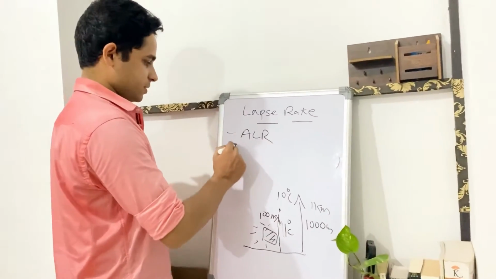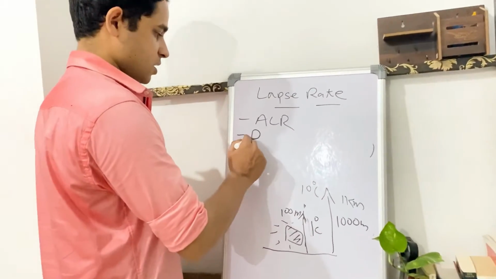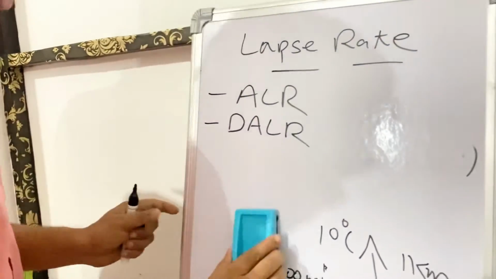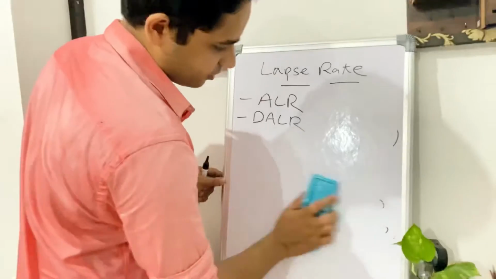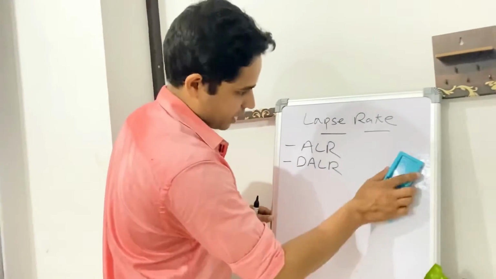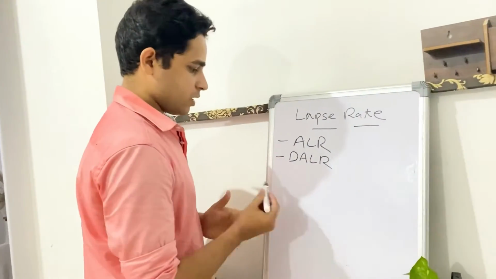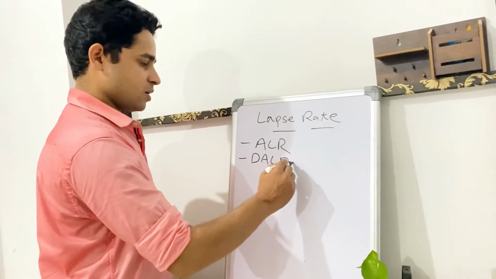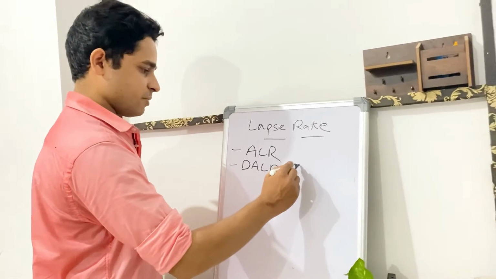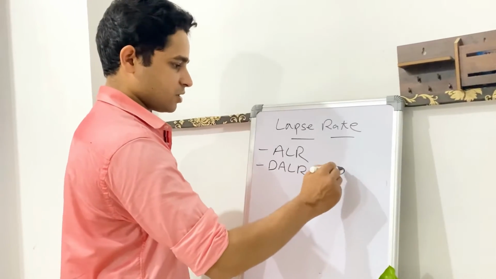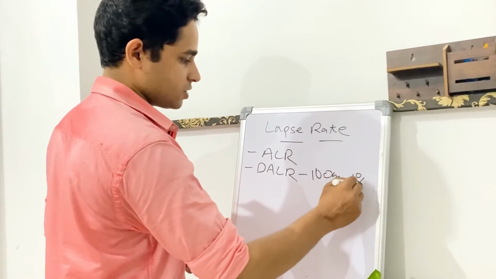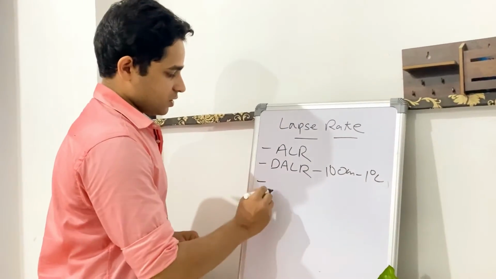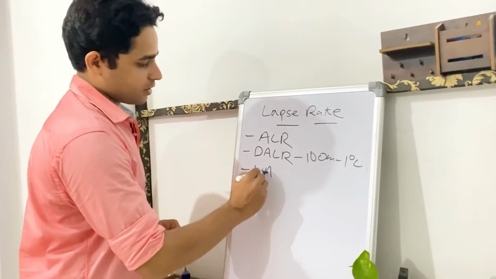Now the second type is called dry adiabatic lapse rate. It is a variation of adiabatic lapse rate itself. Dry adiabatic lapse rate would be normally similar to the adiabatic lapse rate decrease, which is, the temperature decrease for every 100 meters would be 1 degree Celsius. Okay, right.